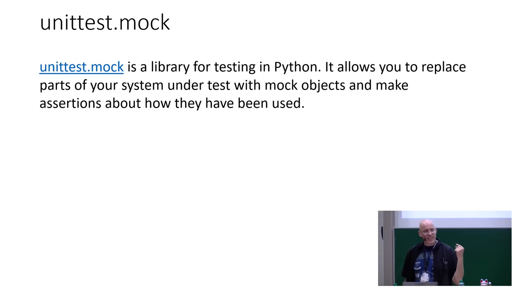Because what it does, it allows you to replace parts of your system under test with mock objects and then make assertions about how they have been used. So and this is what you want. This kind of does the trick, you know. Just replace parts, take out this code which is sending an email, but still knowing that it has been called and knowing which parameters have been used.